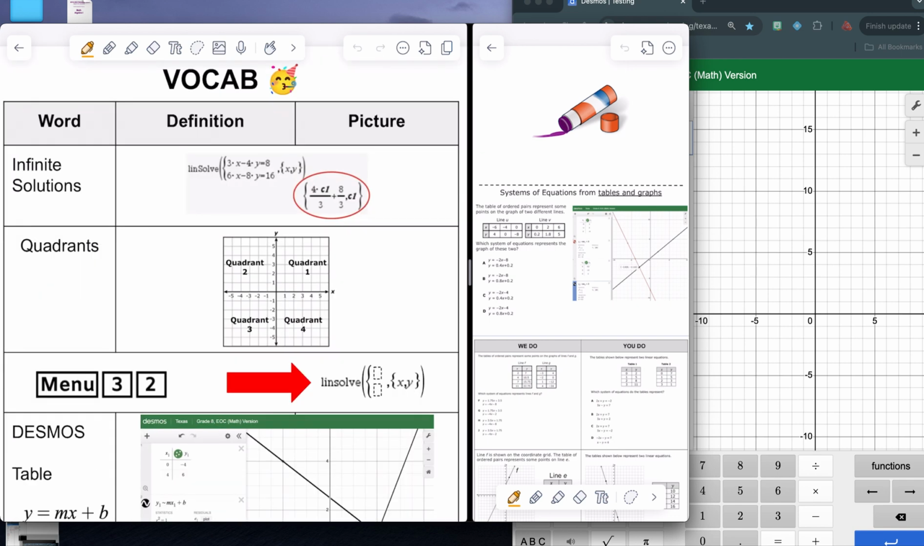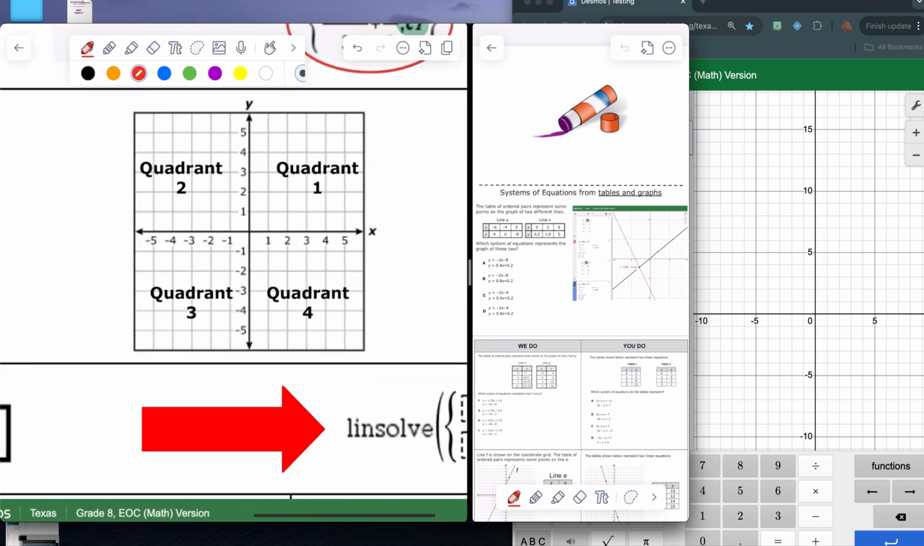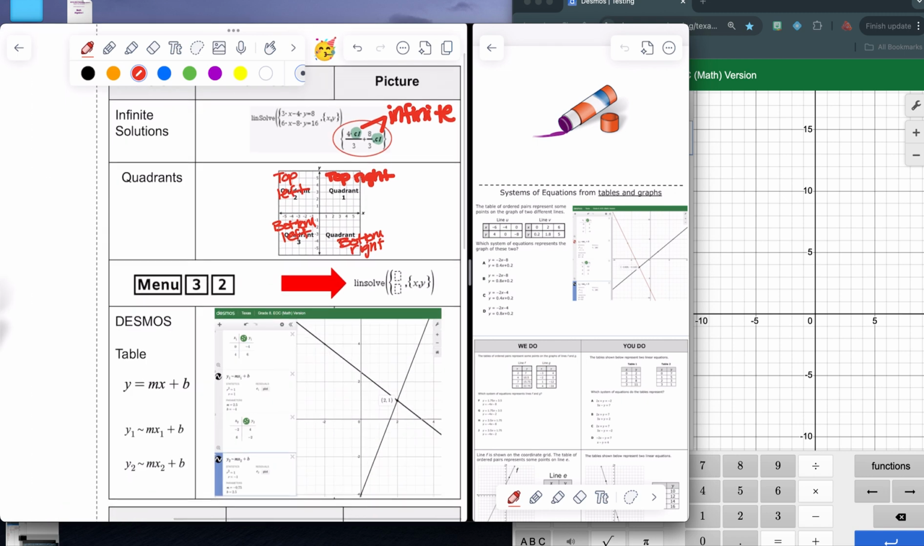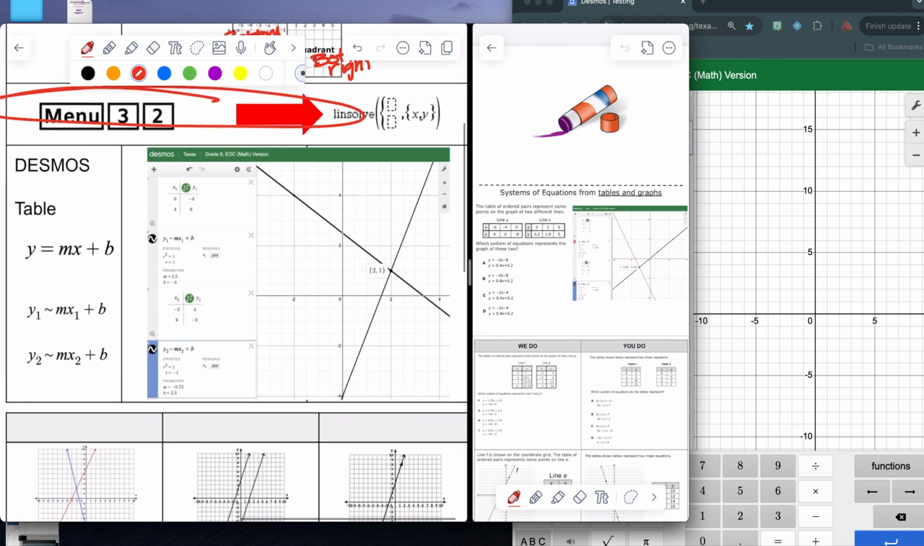So when we see the letter C, it's going to mean infinite solution. We already talked about the quadrants: top right, top left, bottom left, bottom right. Then we have menu 3-2 again, and then we're going to bring back something we haven't done in a very long time. We're going to do Desmos and then table.